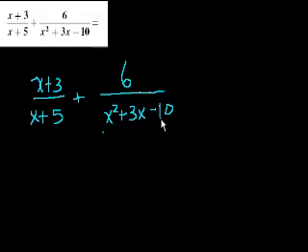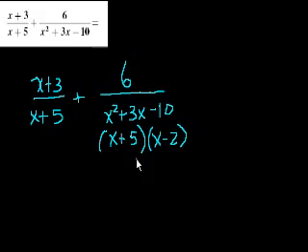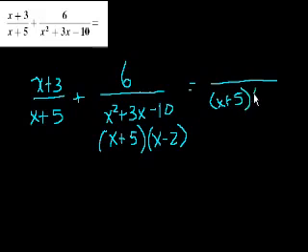What two numbers, when I multiply them, equal minus 10, and when I add them, equal plus 3? Well, 5 times what is minus 10? It's 5 times minus 2, and 5 plus minus 2 is 3, so that works. x plus 5 times x minus 2. So this is actually our least common multiple, this expression right here. Let me write it that way. I'm just going to rewrite this as x plus 5 times x minus 2.